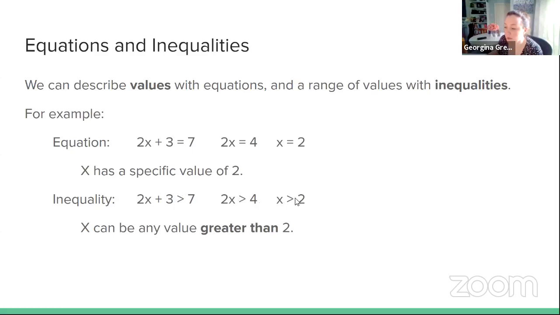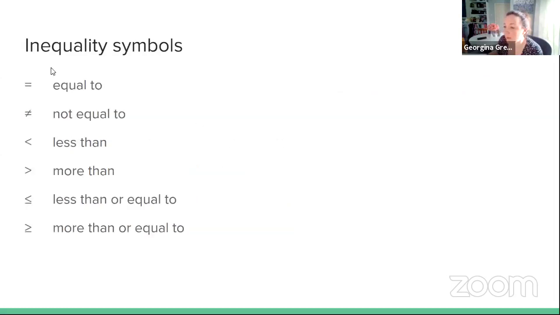We can still solve it the same way, but instead of having a specific value, it can be any value that's greater than 2, because that's what that symbol means. So we've not got an actual specific answer for what x is, but we know that it's something greater than 2. So it can't be 1 or 0 or any negative numbers. This is what all of those symbols mean that were up on the specification.